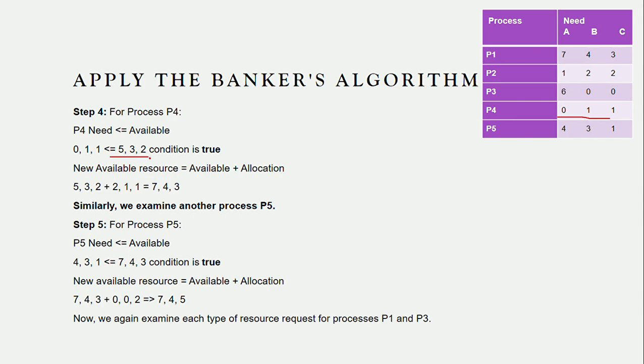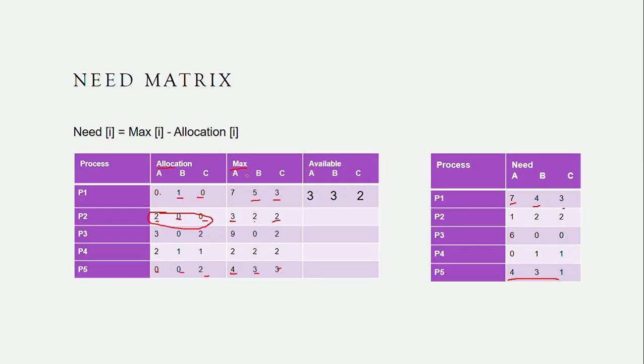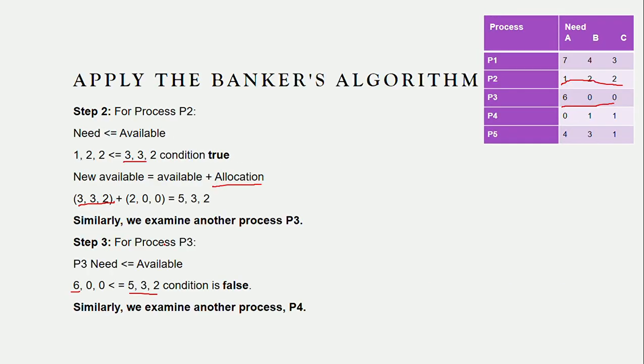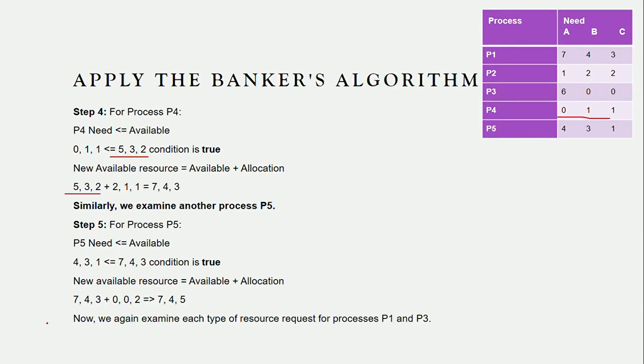So P4 will be over and whatever resources it is holding, it will free. So the previous availability was 532 plus the allocation of P4. You can see what P4 was holding. P4 was holding 211 resources. So to calculate the new availability, we say old availability plus the allocation for the P4 process, which is 211. So we have just added the allocation and the new availability is 743.